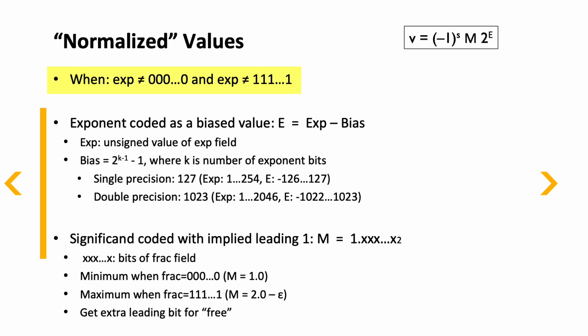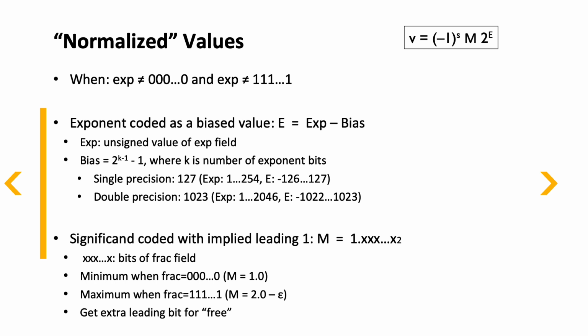So for normalized values, if the bits in the EXP field are not all 0s and not all 1s, then we're looking at a normalized value. If they're all 1s in the EXP field, we're not in normalized. If they're all 0s in the EXP field, we're not looking at a normalized value. If it's neither one, then we know that we're looking at a normalized value. So it's pretty easy to determine what kind of value we're looking at.